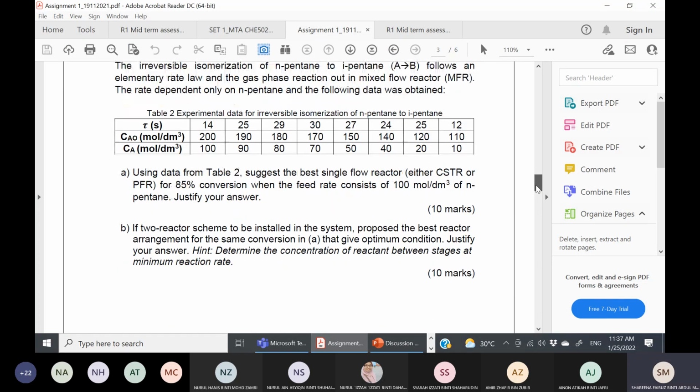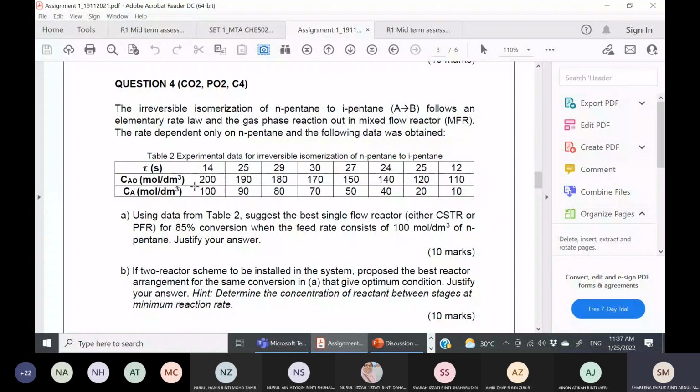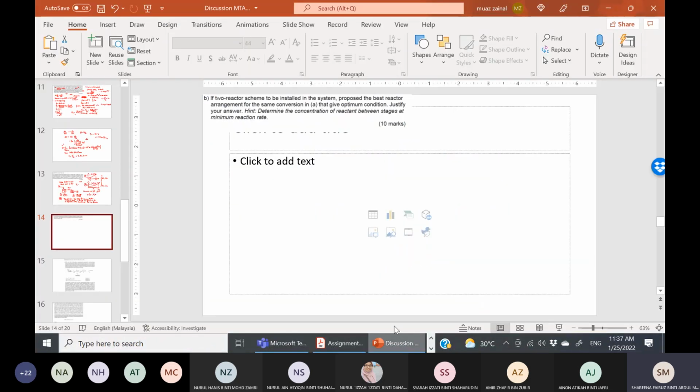Okay, so number A ni, patutlah pelik. The given tau, CA0 dengan CA, and it is irreversible isomerization of N-pentane in an MFR. Using data from Table 2, suggest the best flow reactor for 85% conversion when the feed rate consists of 100 mole per decimeter cube of N-pentane. Justify your answer.